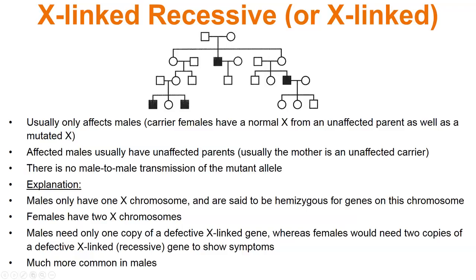once again, males only have one X chromosome. So if we have a recessive condition, because they only have one X chromosome, they're going to show the symptoms of the disease. Whereas females, they have two X chromosomes. So the normal X chromosome would have the normal allele on it. And because the disease is recessive, that normal allele can function to kind of mask the disease allele. Okay, so much, much more common in males.